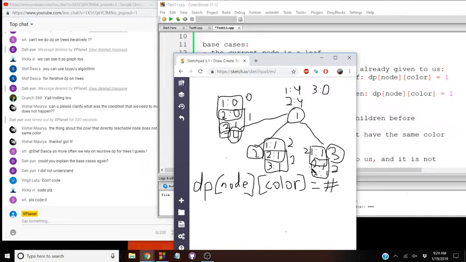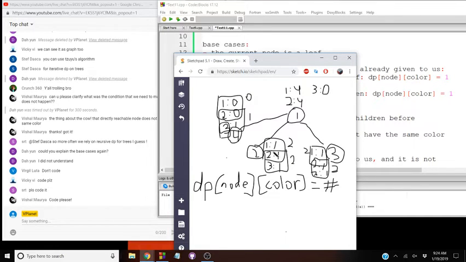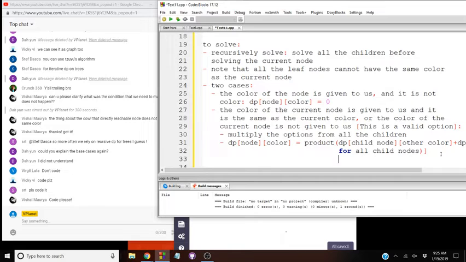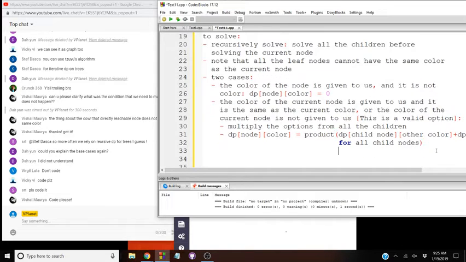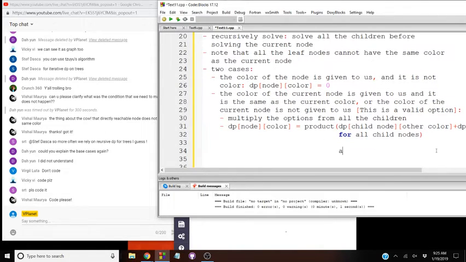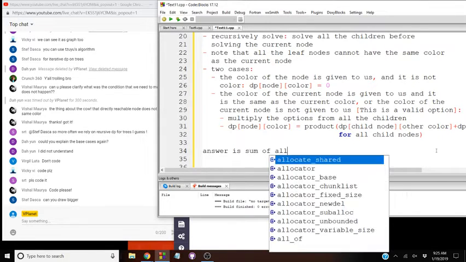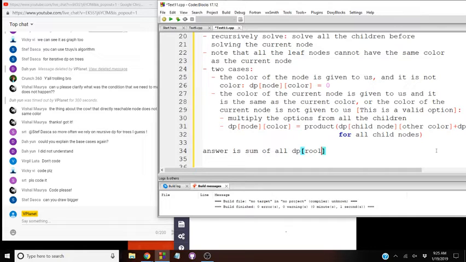Simply, for all the other leaves, we don't know their color, so the number of ways to set their color is 1. And then the answer is the sum of all the dp of the root. I'll just add that in. Okay, I'm going to code it. I'll just put the formula, dp root.